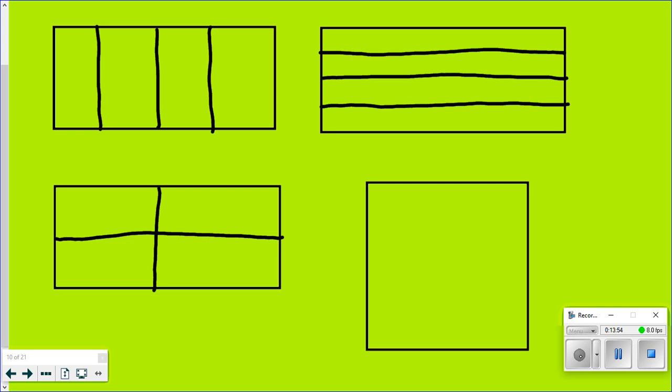Alright, we're going to make one more model. This time, we're not going to make it a rectangle. We're going to make it more of a square shape. And we're going to split this one into fourths as well. Now, I could split it vertically. I could split it horizontally. I could make that cross shape. But fourths are a little unique in the fact that I can make this cut. I can make X's.